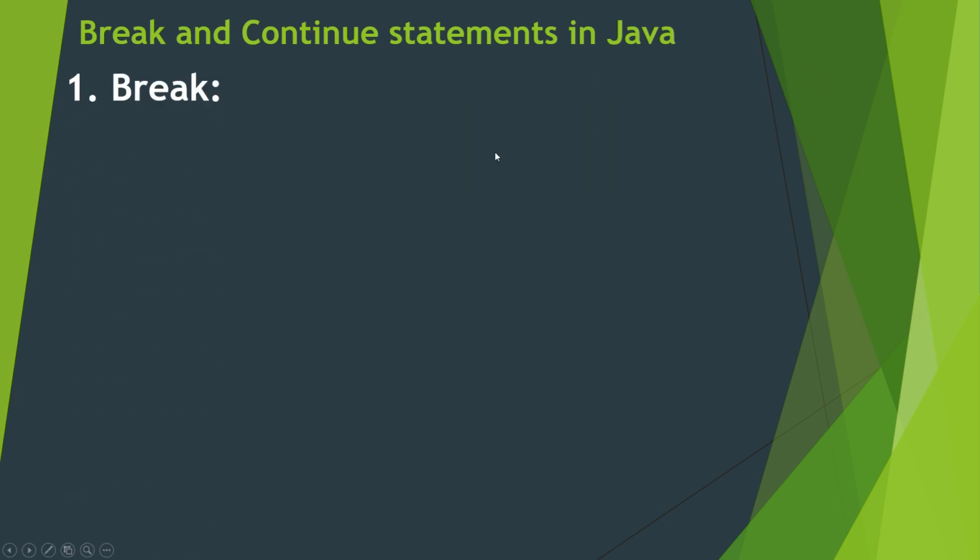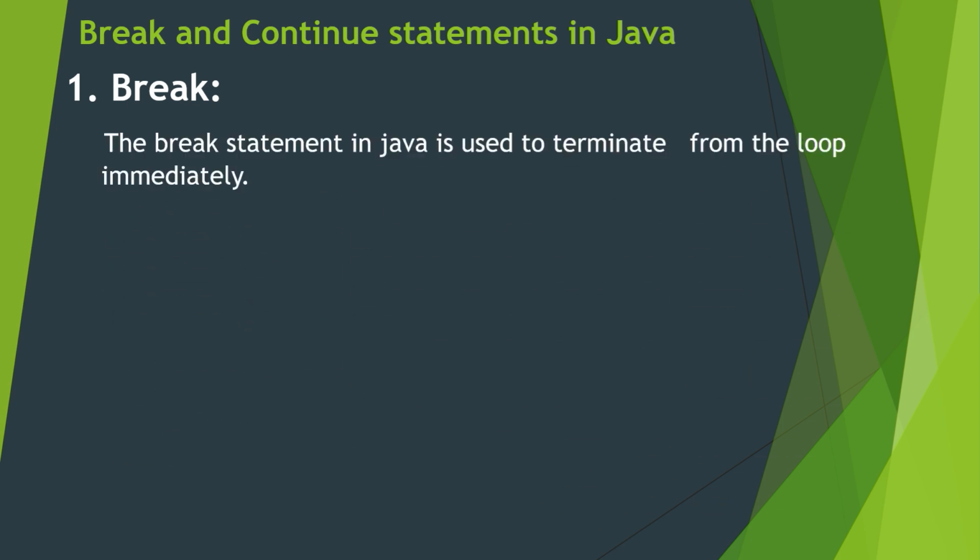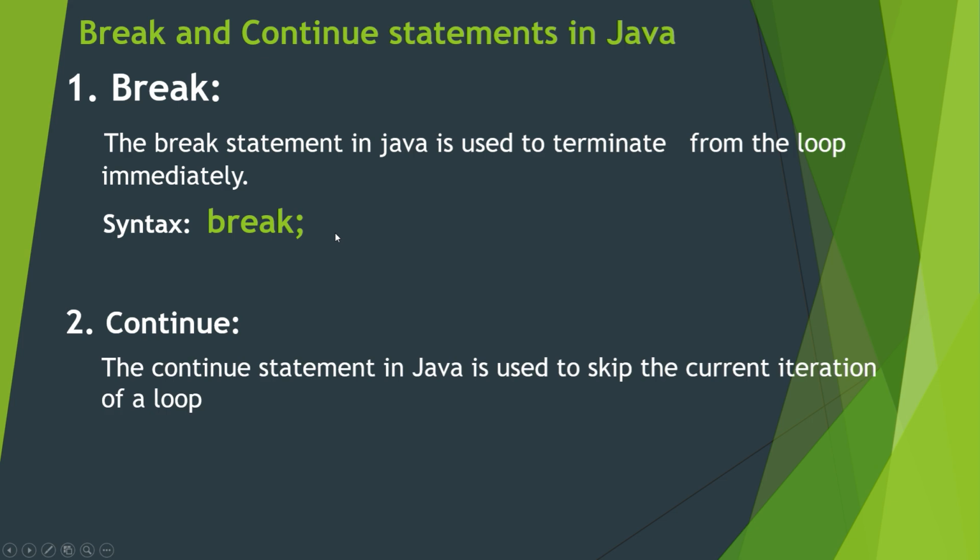Let's check the syntax for break. First, the break statement in Java is used to terminate from the loop immediately. Just break the loop, just stop the loop from there itself. The syntax is break in lowercase with a semicolon. Then we have the continue statement. The continue statement in Java is used to skip the current iteration of a loop and take the next iteration. So it will just skip the current iteration. The syntax is continue in lowercase and a semicolon.